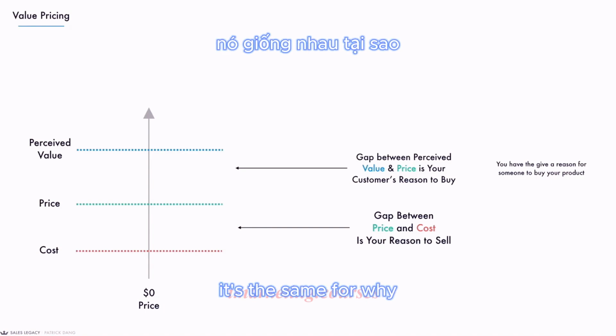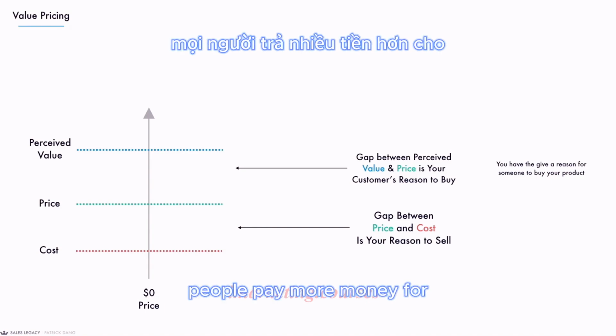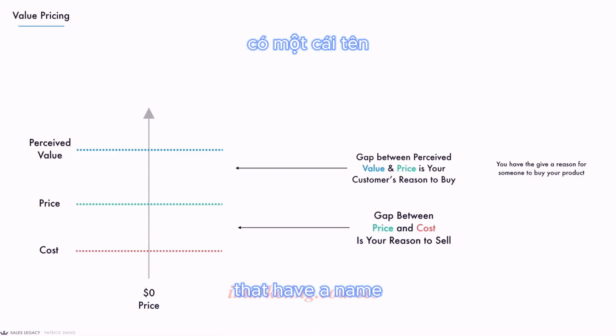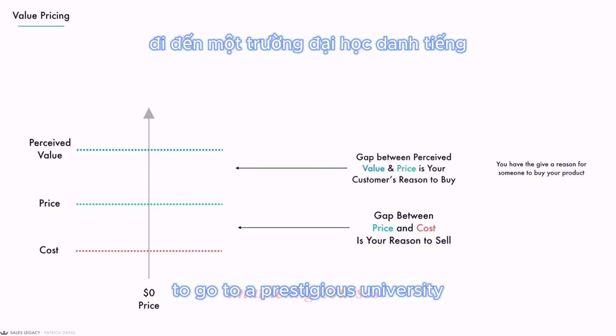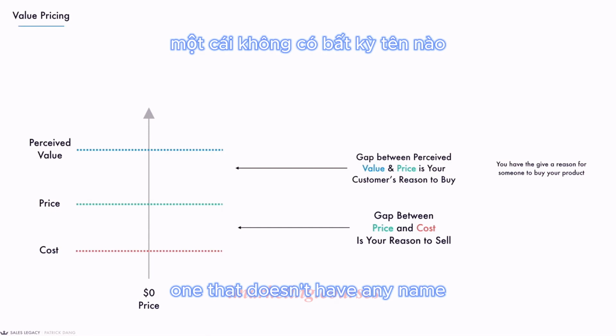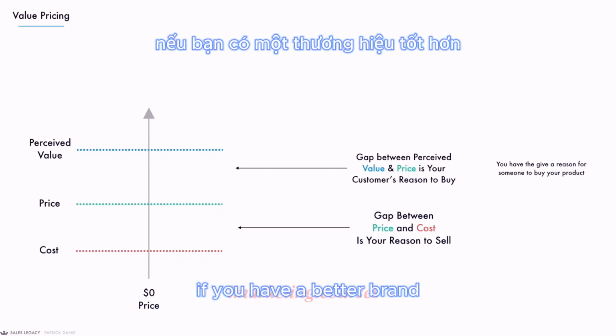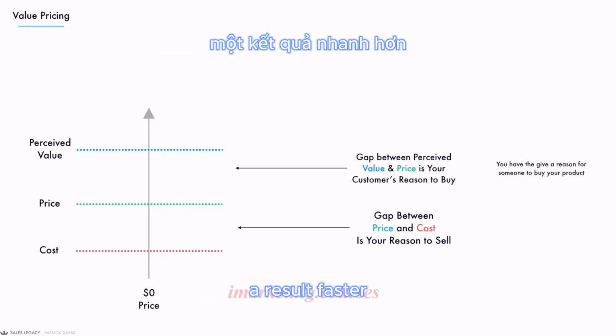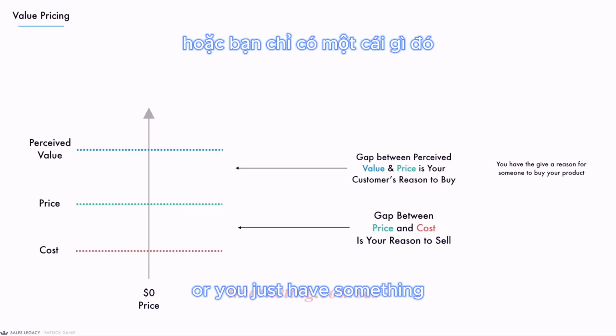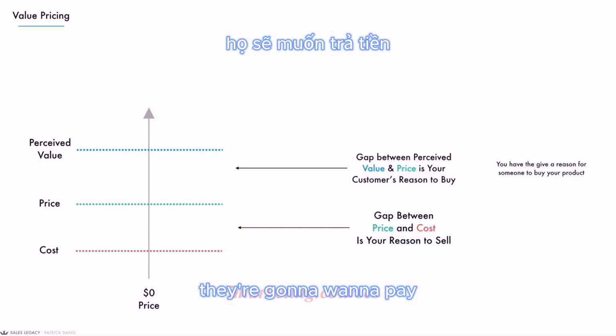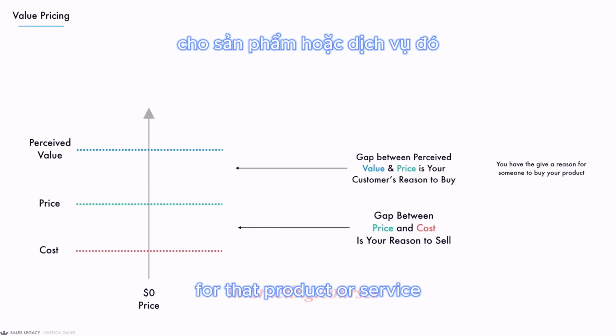It's the same for why people pay more money for brand drugs that have a name brand versus generic drugs that you can get over the counter, or why certain people will pay a lot of money to go to a prestigious university versus going to one that doesn't have any name. You might be getting the exact same education, the same exact product, but if you have a better brand, or you can achieve a result faster, or you just have something that people perceive as valuable, they're going to want to pay you more money for that product or service.